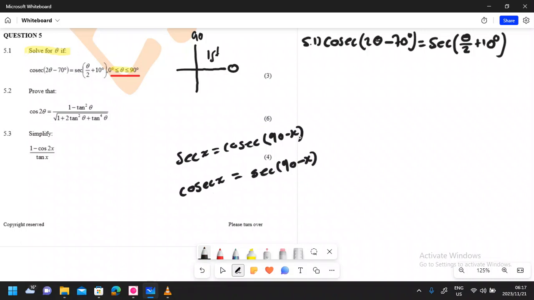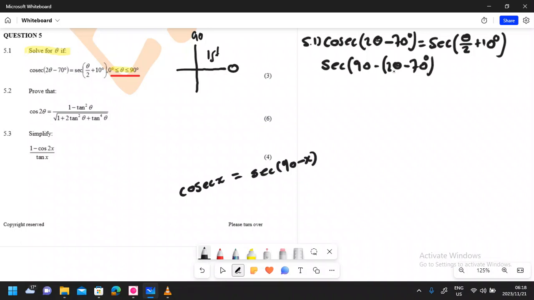Let's just continue. I will have to erase this. So we're going to use the one underneath here, the co-ratio of cosec. If we change this to its co-ratio, it's going to be sec, and then remember 90. Now we have 90 minus, and we put everything inside the bracket there, 2 theta minus 70 degrees.